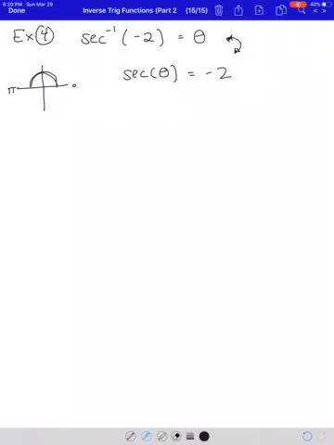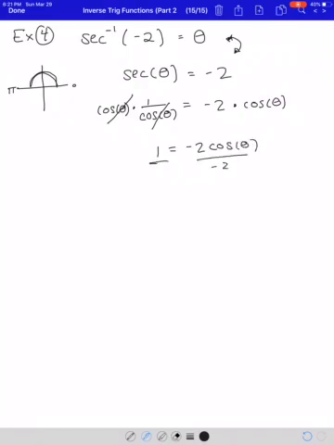To find this angle, let's think about the definition of secant. Again, secant is 1 over cosine. So what we have is 1 over cosine of theta equals -2. To solve this, I could multiply both sides by cosine of theta. When I do that, these guys reduce. We have 1 is equal to -2 cosine theta. And then we could divide both sides by -2. That gives us -1/2 is equal to cosine of theta.